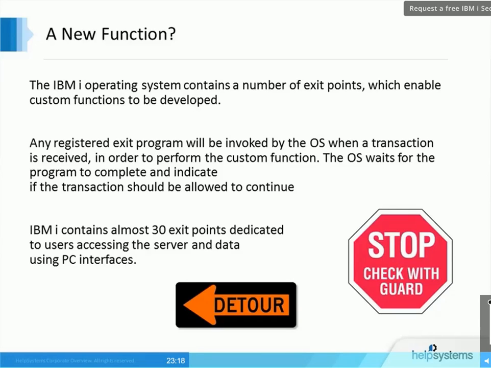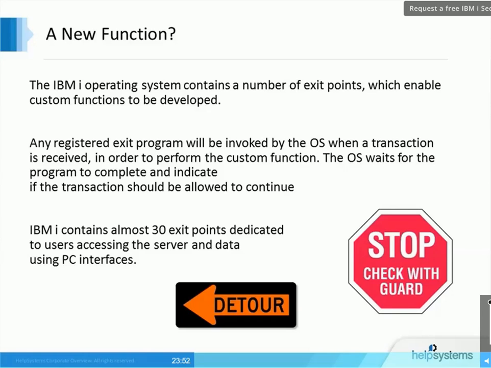So there's nothing you can do in that create user profile exit program to prevent the profile from being created. But there are also other exit points that do get invoked, or invoke their exit program, before the process is honored. And we have an example of almost 30 different exit points specifically pertaining to network or PC access that will have an exit point associated with them that will check when a transaction comes through the tunnel to see if there is an exit program available.